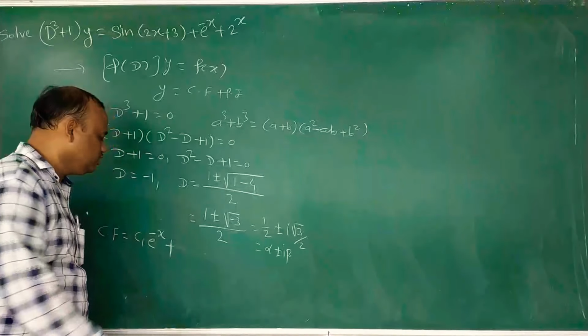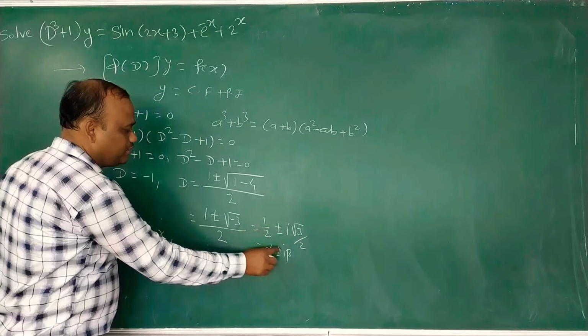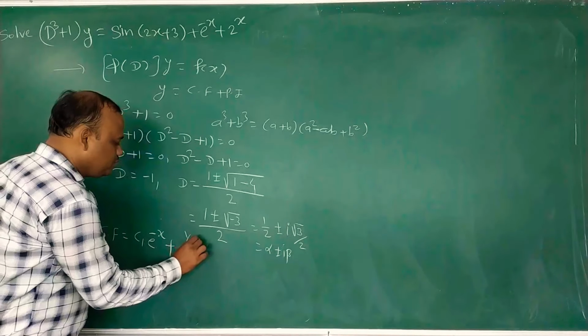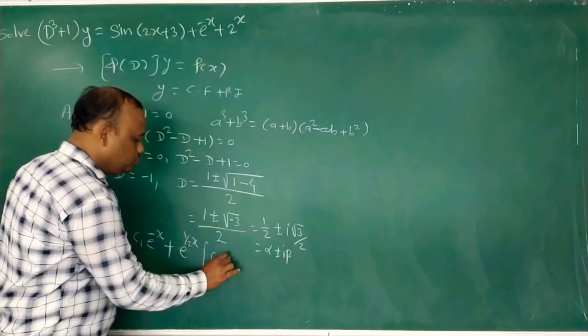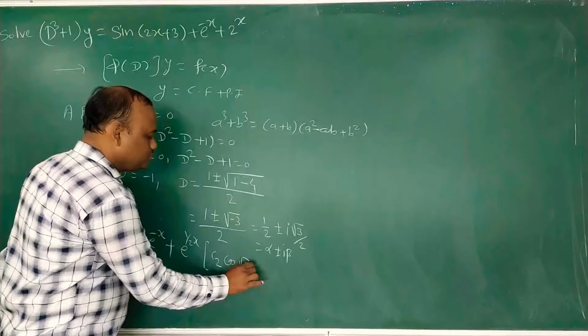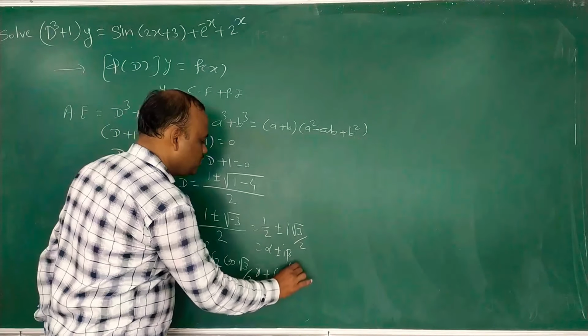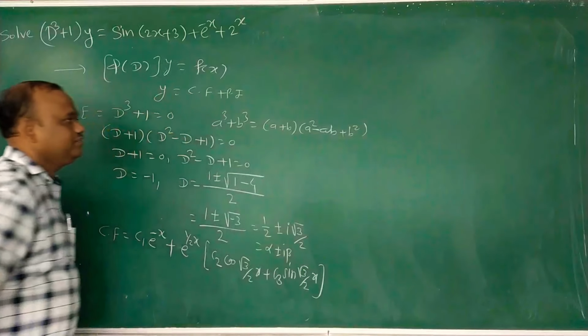We know the formula e to the power alpha x. What is the value of alpha here? Alpha is 1/2 and beta is √3/2. So e^(x/2) into, the next constant, since C1 is already used, take C2 cos(√3/2 x) + C3 sin(√3/2 x). This is the complementary function.